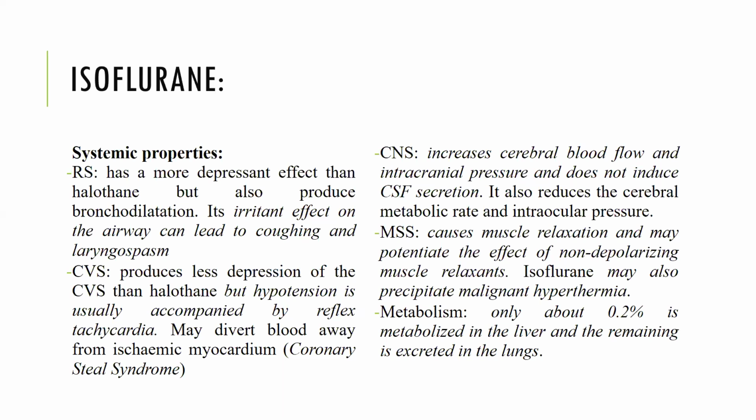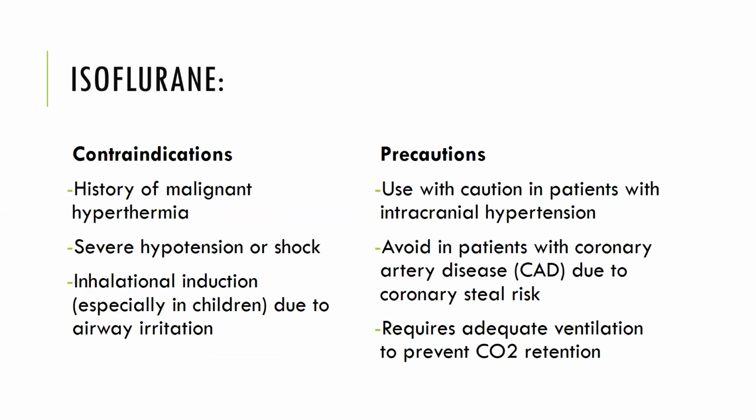All right, isoflurane increases cerebral blood flow and increases intracranial pressure. So it's not a friend of neurosurgeons. And it causes muscle relaxation, and potentially the effect of muscle relaxants may also precipitate MH, malignant hyperthermia. Unlike halothane, only about 0.2% of it is metabolized in the liver, unlike halothane that has up to 20% metabolism in the liver. And the remaining isoflurane is excreted in the lungs.